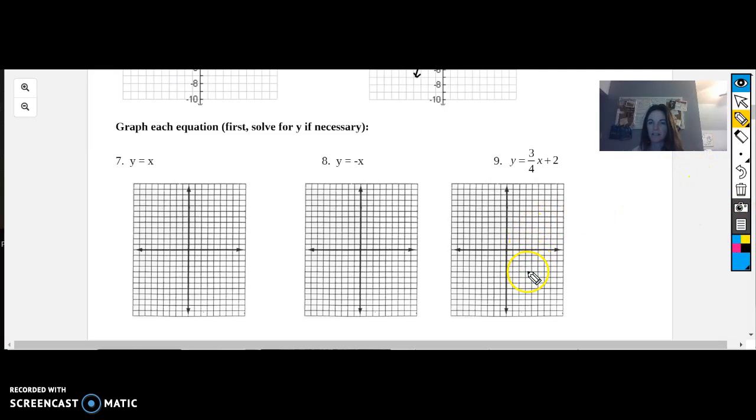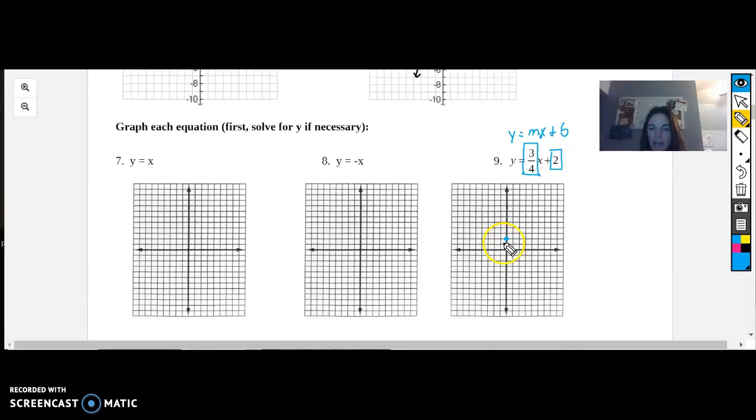And one of the things that I know right off the bat is that it's going to cross at b. So if this is y equals mx plus b, I know the y-intercept is 2, and I know that my slope is 3 over 4. So a rise of 3 for a run of 4. So I already know one point is going to be right here at x equals 0, y equals 2. That's my b value, or my y-intercept.